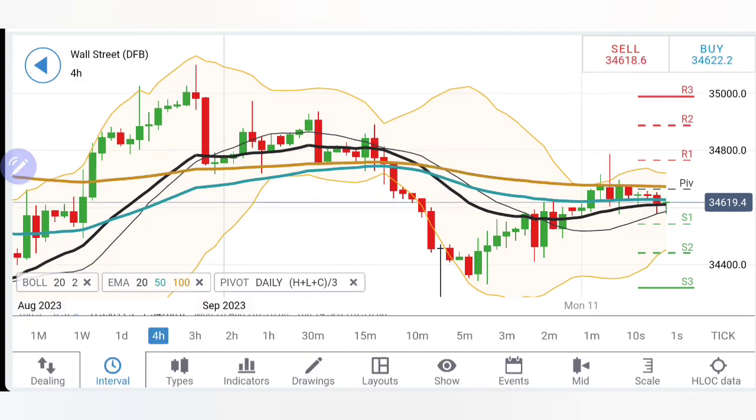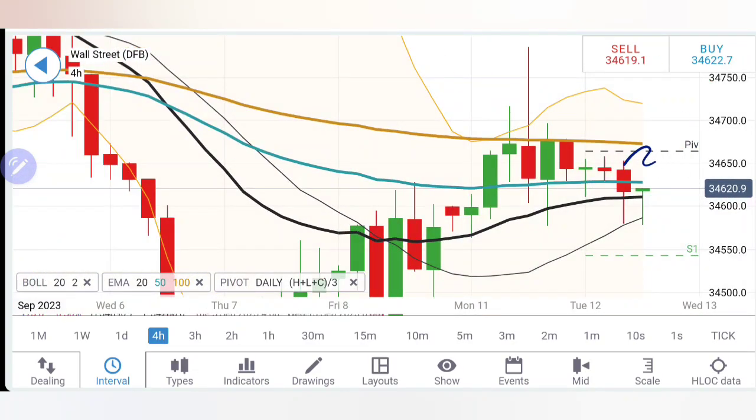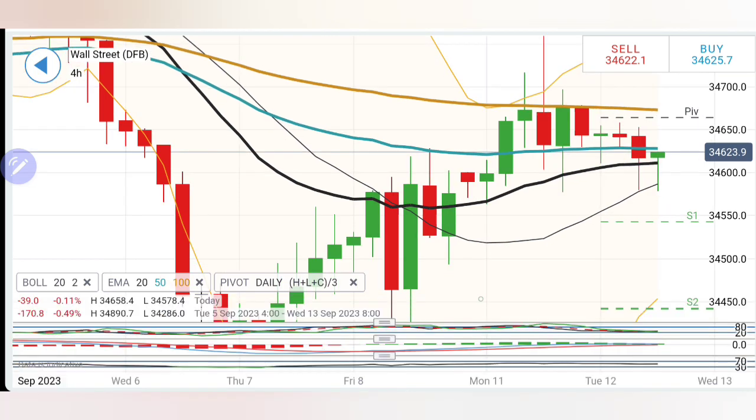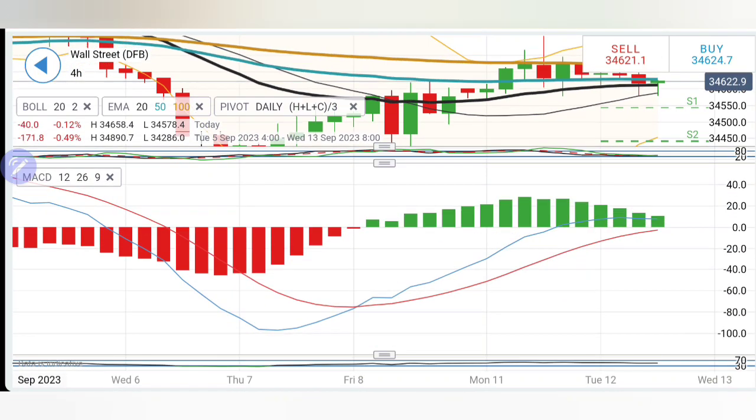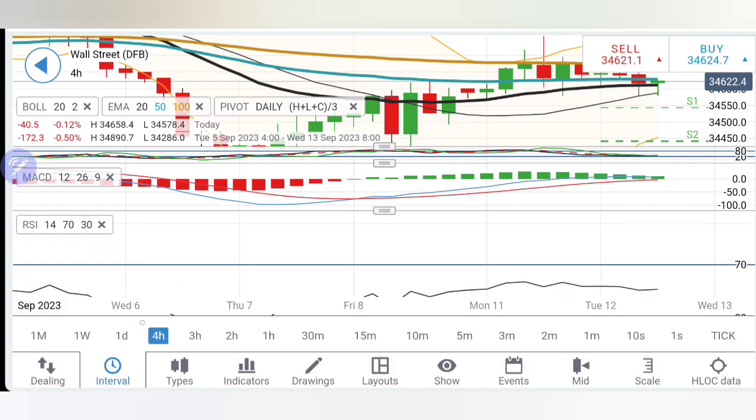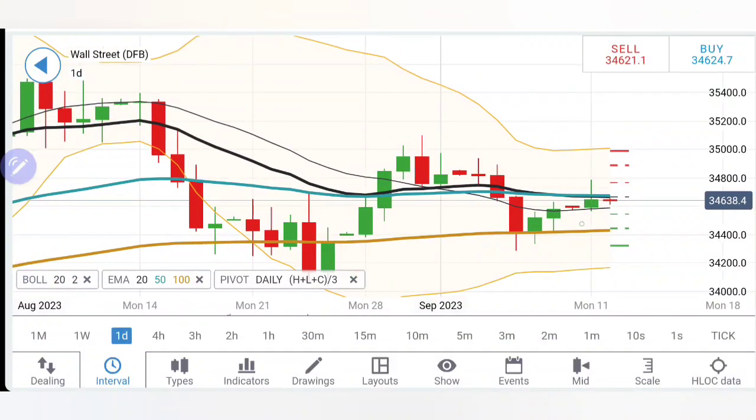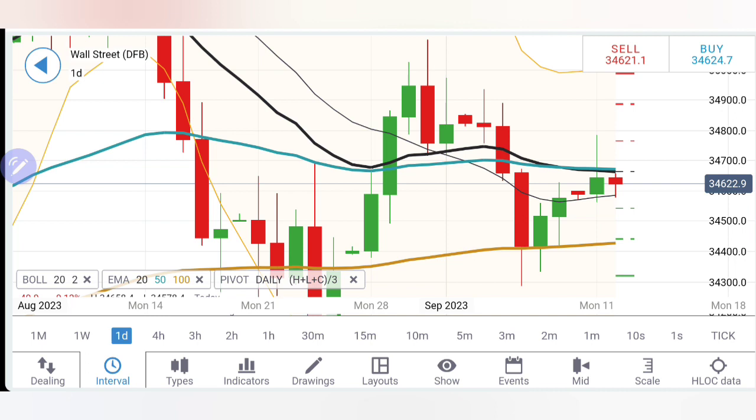RSI flat. Coming to the 4-hour charts, see double top, triple top levels at 34,660 levels. You have to be cautious of 34,660. Beyond that, only further bullish momentum to be seen. Stochastic is flat, MACD is in green, and RSI is staying flat. Not indicative of anything.